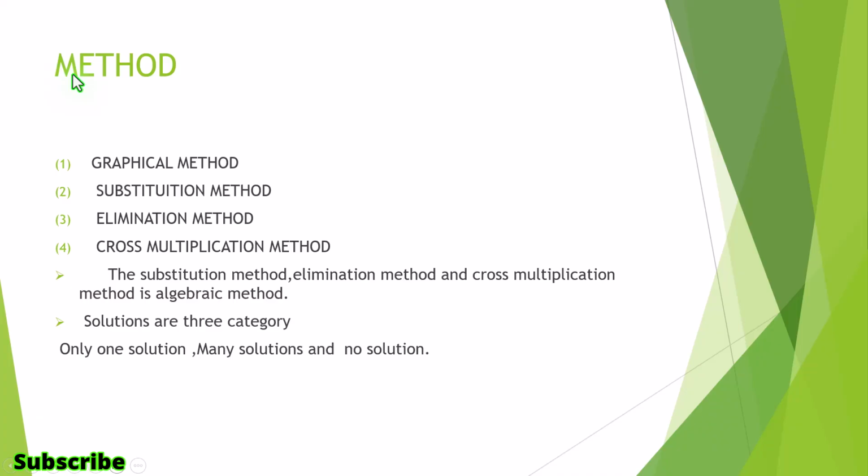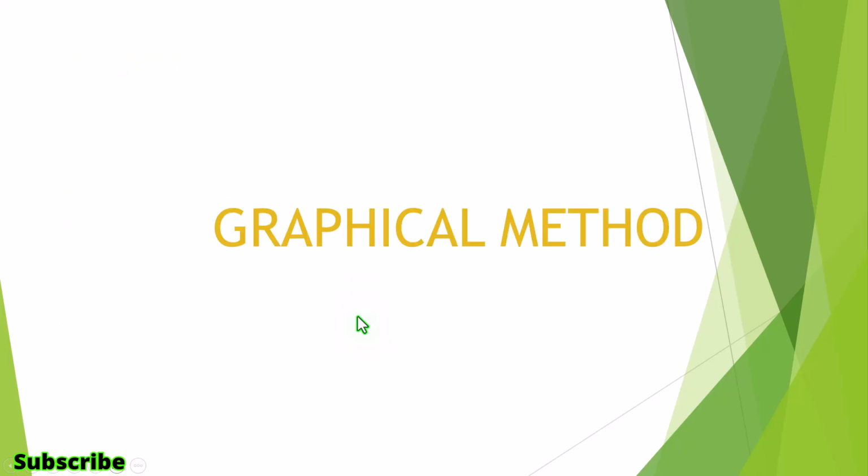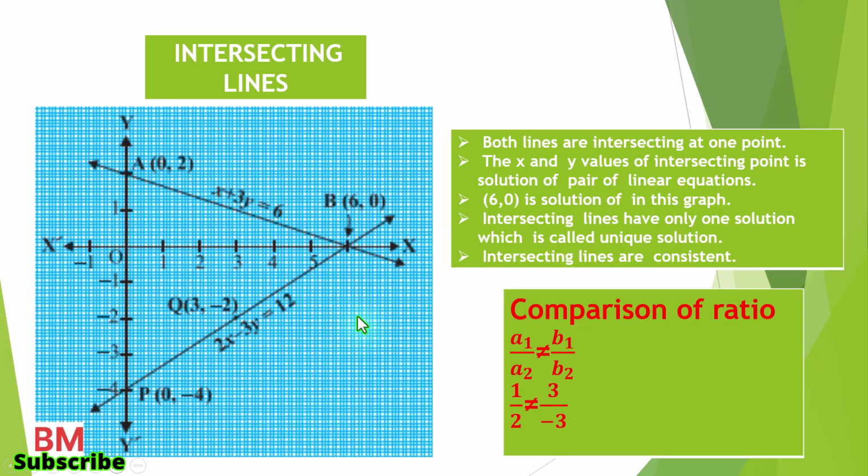For finding the solution of a pair of linear equations in two variables, there are four methods: graphical method, substitution method, elimination method, and cross multiplication method. The substitution method, elimination method, and cross multiplication method are called algebraic methods. Solutions are of three categories: only one solution, many solutions, and no solution. First of all, the graphical method.